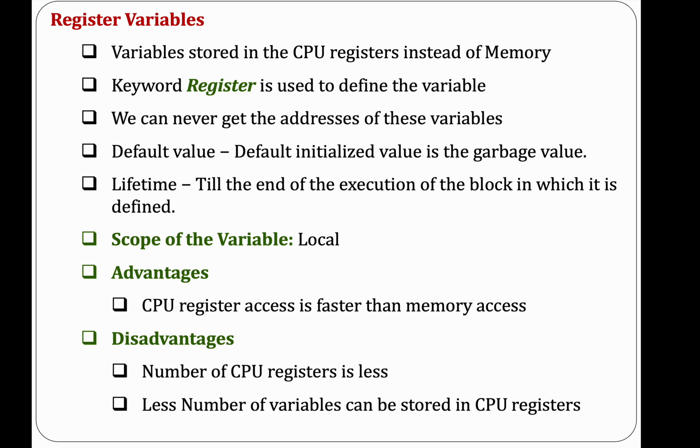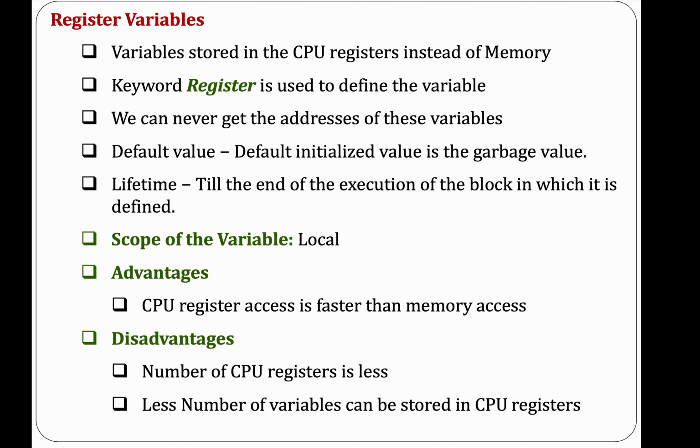To do that, we have to use a keyword called register. We have already discussed the different keywords present in C programming, and register is also one of the keywords. The main thing about register is we cannot get the address of registers, because it is not stored in the memory. A register is also a type of memory, which is not the main memory or the secondary memory.